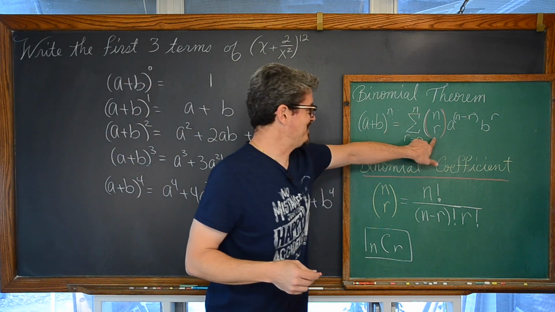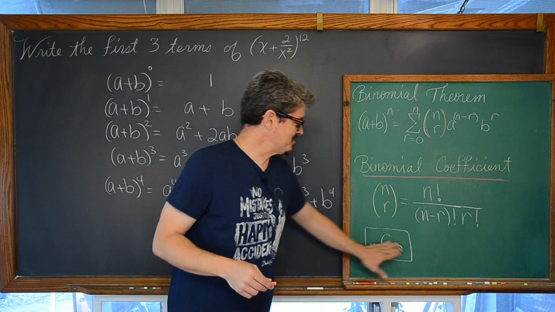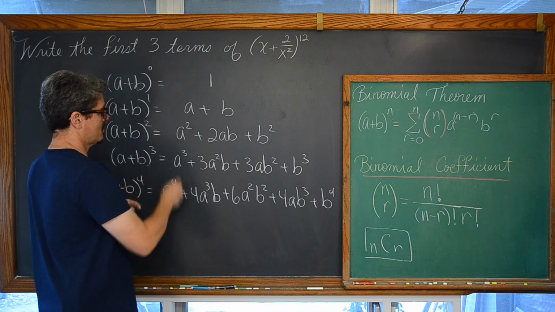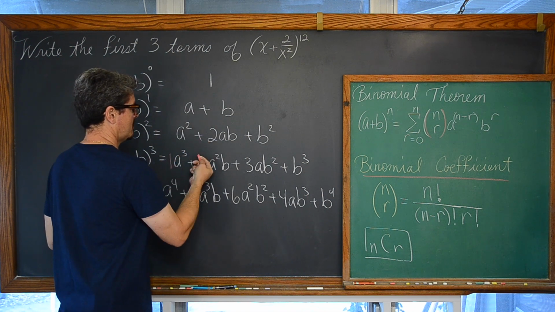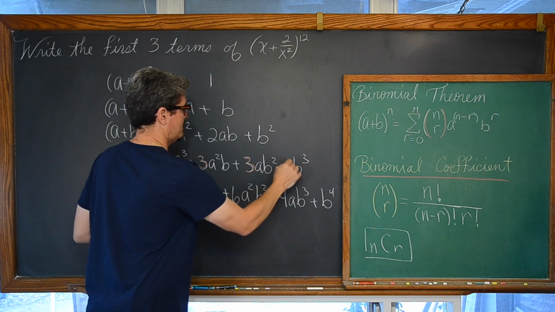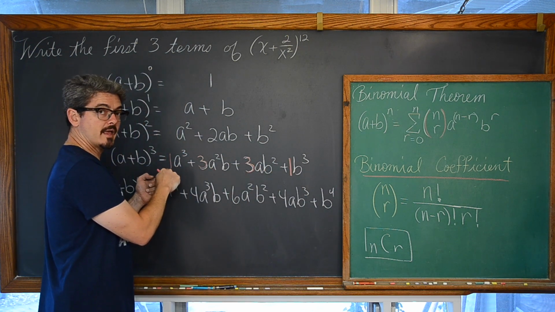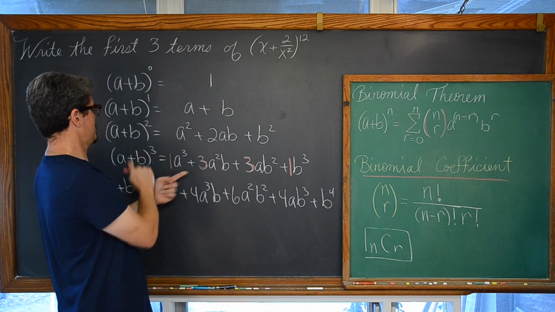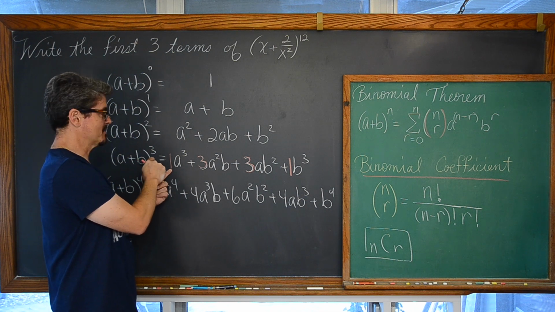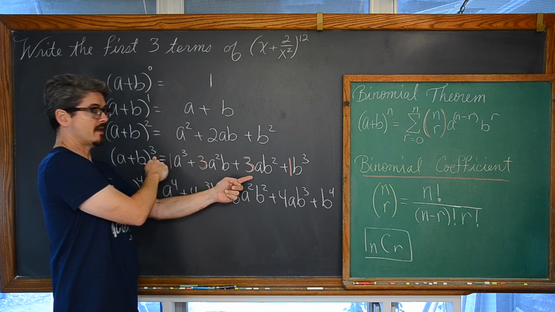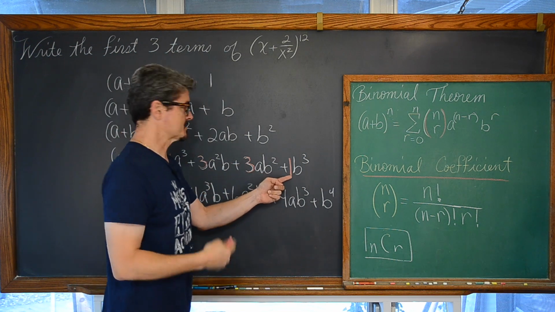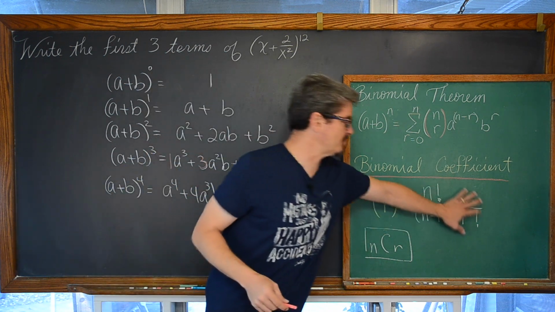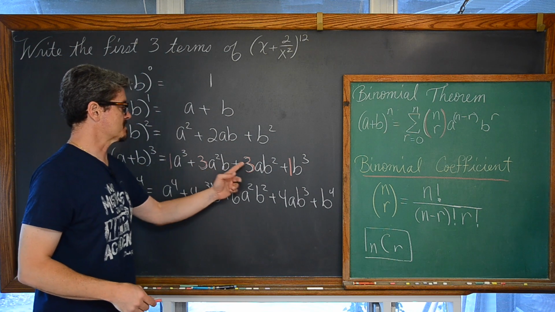This binomial coefficient, this n choose r, for each of the terms, it starts off with, okay, so for coefficients of 1, 3, 3, and 1, we have n is 3, r is 0, n is 3, r is 1, n is 3, r is 2, n is 3, r is 3. And you can work that binomial coefficient formula and simplify those factorials to create these coefficients of 1, 3, 3, and 1.